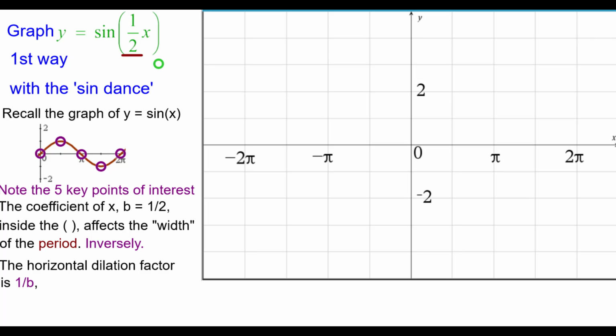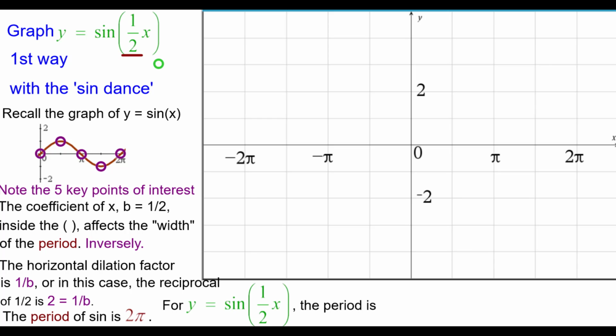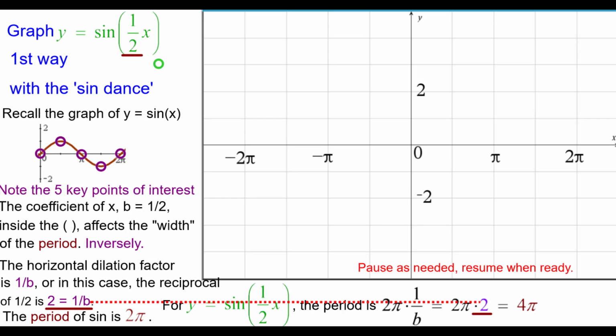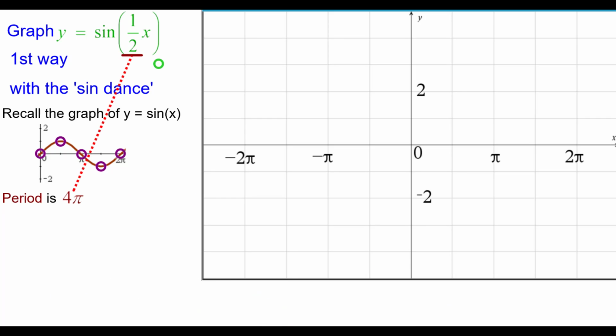The horizontal dilation factor, you may recall, is the reciprocal of that value b. So in this case, the reciprocal of 1/2 is 2. The period of the sine function is normally 2 pi. For our graph, the period is going to be 2 pi times the reciprocal of b, which is 2, or 4 pi. Pause as needed. So the period is 4 pi.